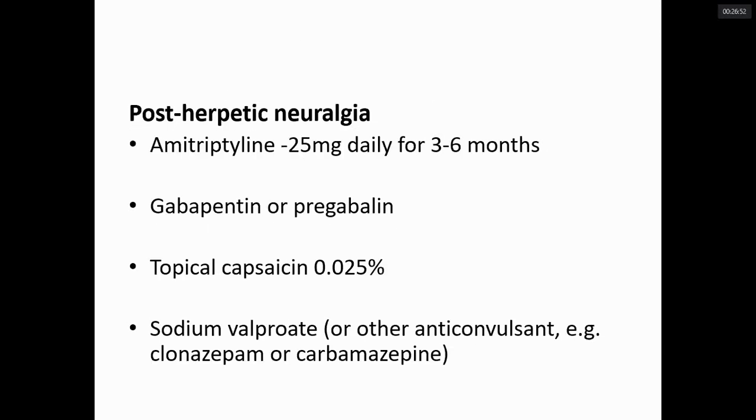In case of post-herpetic neuralgia, we can give amitriptyline, gabapentin, pregabalin, topical capsaicin, and sometimes anticonvulsants like sodium valproate, carbamazepine, but these are not used so much these days because of the side effects, the chances of adverse drug reaction.